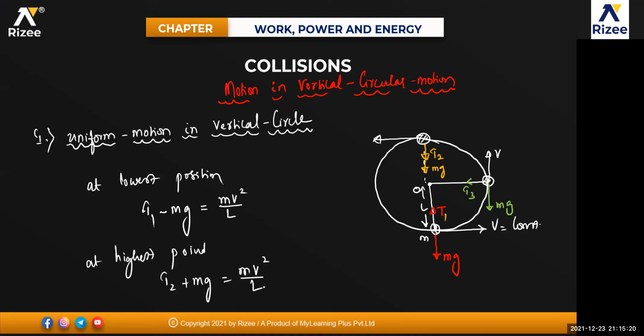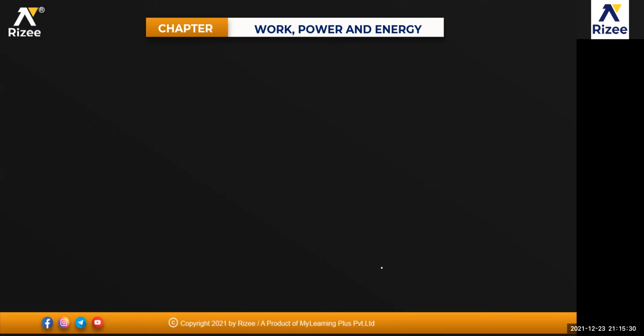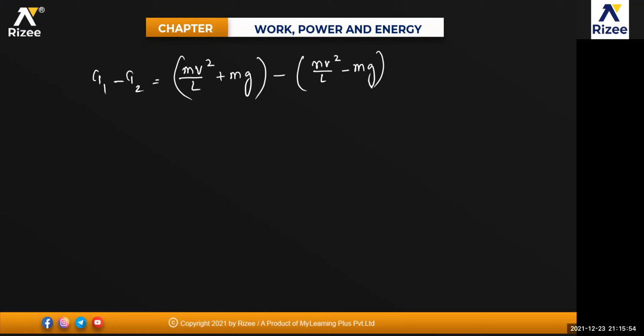Okay. So if I take the difference of these two equations, beta, equation number 1 and equation number 2, T1 will be equal to how much, beta? I can write m into v square divided by L plus m into g. Okay, so this one is minus T2. T2 will be equal to how much, beta? m into v square divided by L minus m into g.